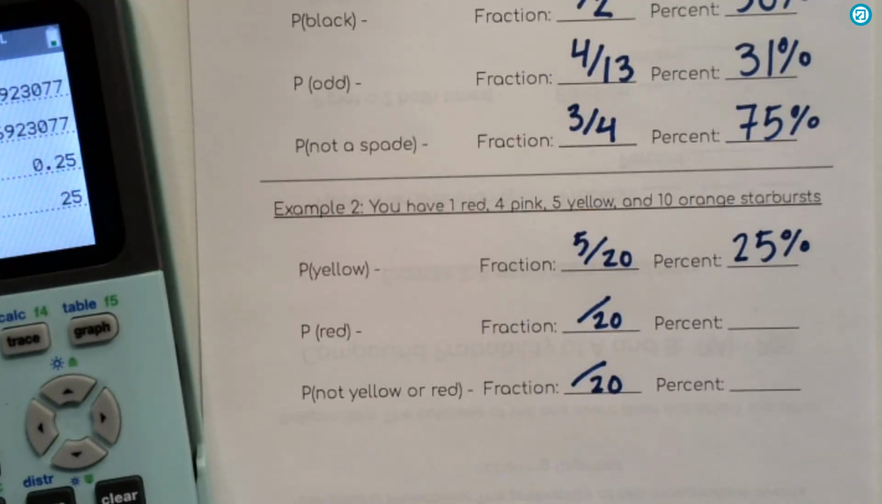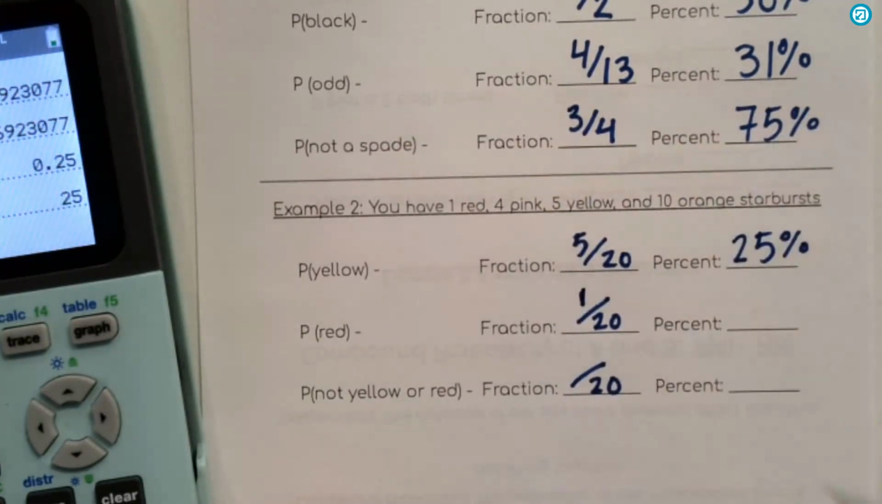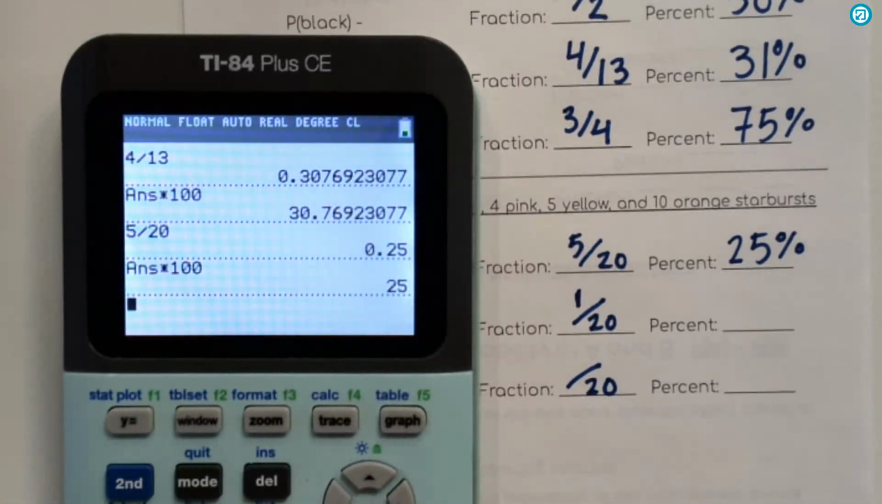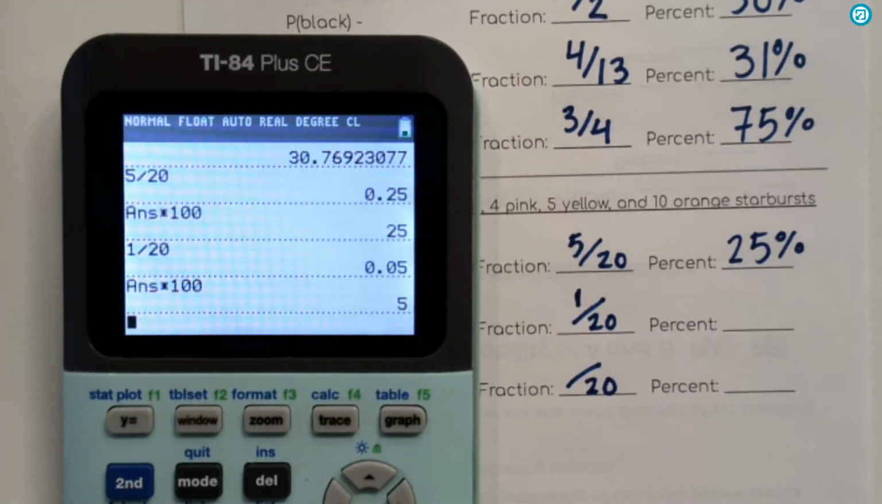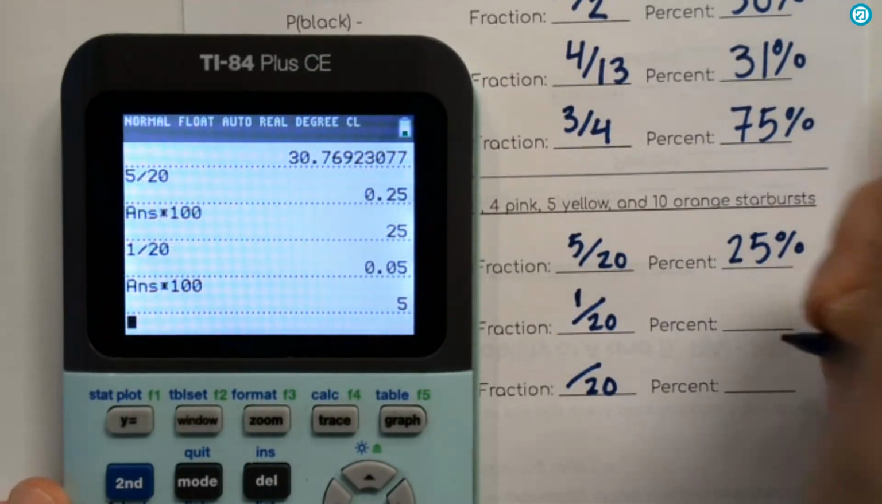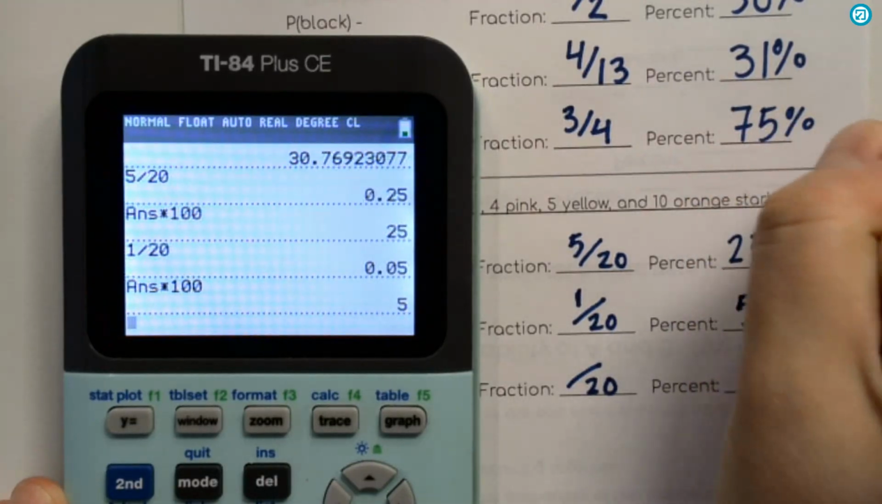Okay. The next one is asking the probability of picking a red. There's only 1 red Starburst, so that's going to be 1 out of 20. So 1 out of 20 is 0.05. Multiply that by 100, that's 5%. So just a 5% chance of getting a red.